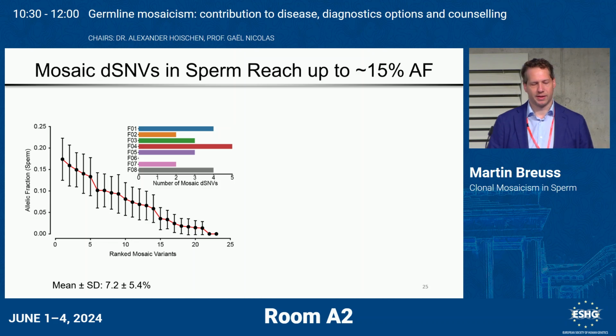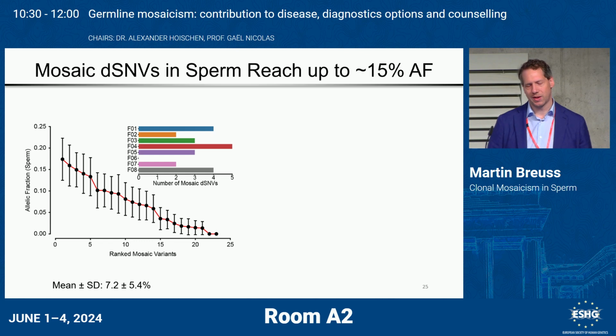When looking at these a little bit more closely at the level of the allelic fraction, here on the y-axis is the allelic fraction, the abundance of the mutant allele, and we have a rank of all the mosaic variants on the x-axis. You can see that the allelic fractions in some cases were quite high, close to 0.2, or 20% of all sperm cells would have this mutation.